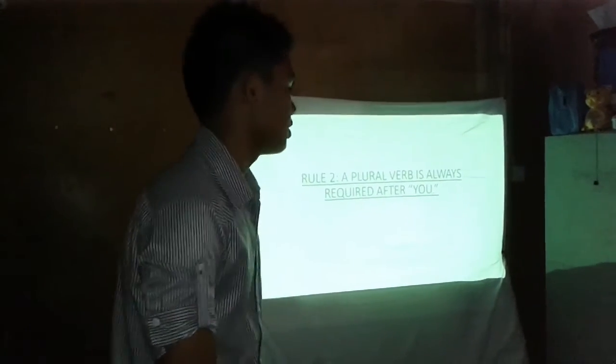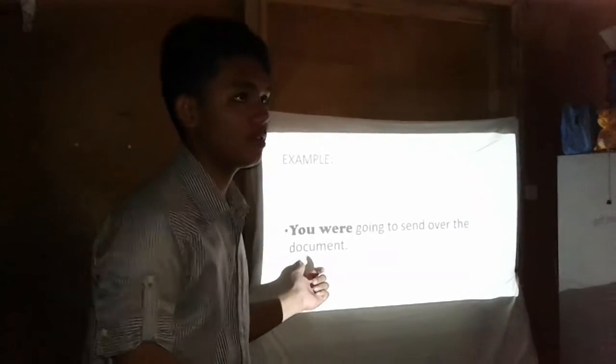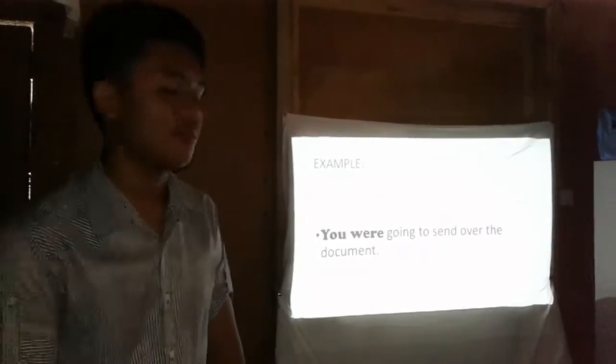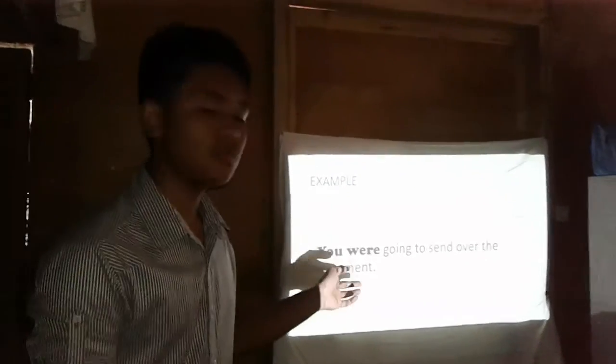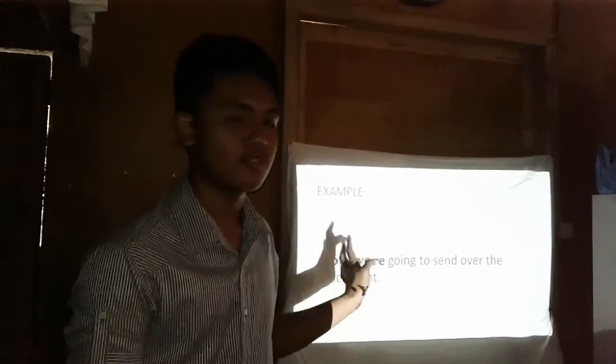Next rule. Rule number two, a plural verb is always required after you. For example, you were going to send over the document. Even when it is used in a singular form referring to one person, you is equal to were every time. Usually, it happens all the time.